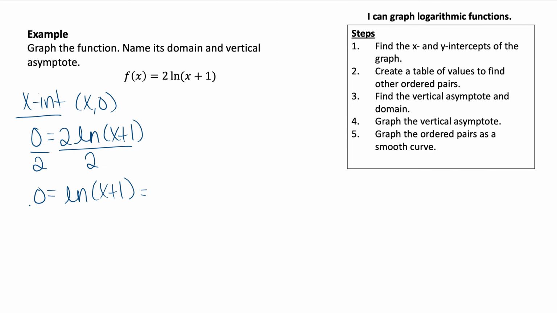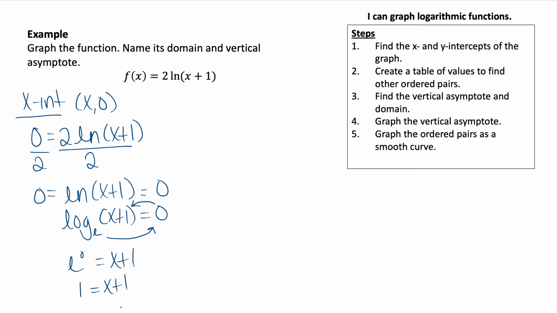Now to solve this, I'm just going to write the 0 over here. Remember that the natural log is basically the log base e, right? So this is the log base e of x plus 1 equals 0. To solve this, I'm going to exponentiate, and this is going to turn into e to the 0 equals x plus 1. Remember, anything to the 0 power is 1. So I have 1 equals x plus 1. Now I can solve this equation by subtracting 1 from both sides. When I do that, I get 0 equals x. So that means my x-intercept will be at (0, 0). You may notice that this is also going to end up being the y-intercept, right? Because the y-intercept occurs where x equals 0.